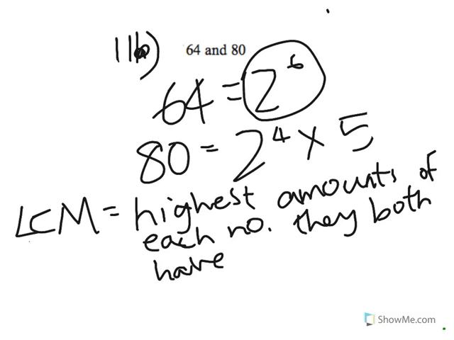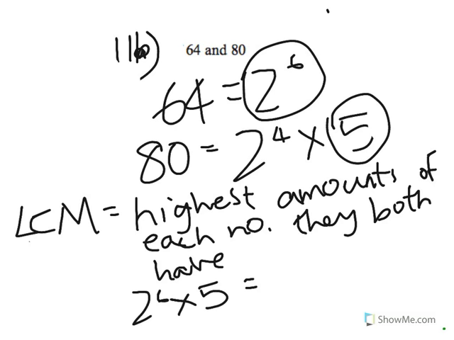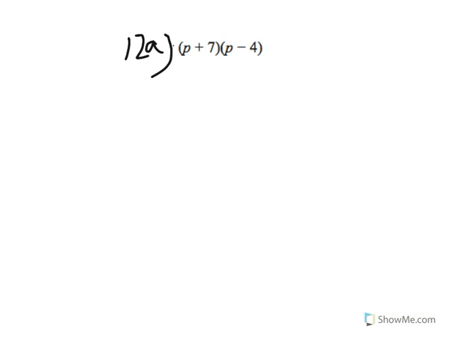It's 2 to the power of 6. And what is the highest amount of the 5's they possess? It's just 5, because only 80 has 5. So all it becomes is 2 to the power of 6 times 5, and so that is 320.